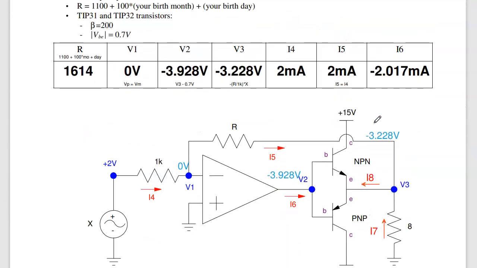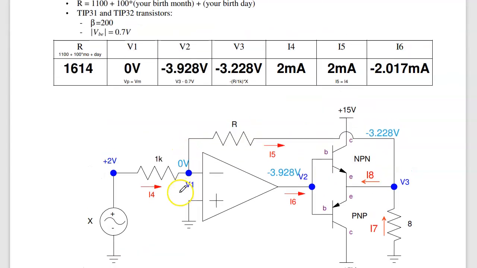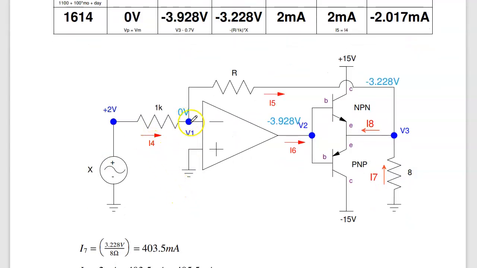Problem 6. Let's see, what do we do? Oh, this is another type of push-pull amplifier. This is the one that Electroboom used in his video. To analyze it, and this is one you haven't seen before, but you should be able to analyze it. I know that V plus equals V minus, so V1 is 0 volts. 2 volts to 0 volts gives you 2 milliamps for I4, so this is 2 milliamps.